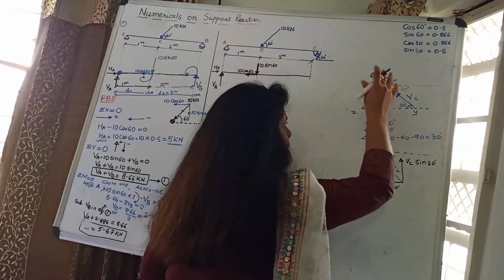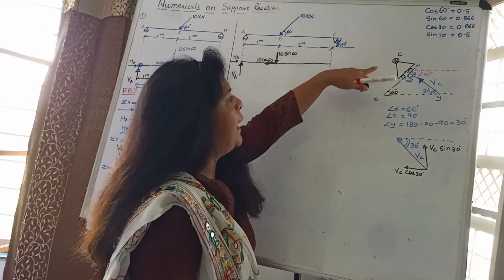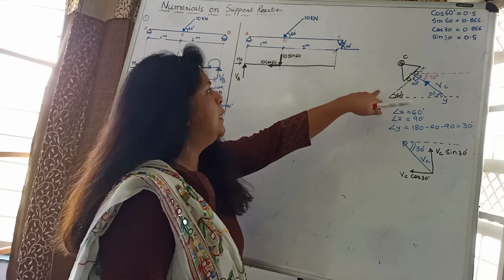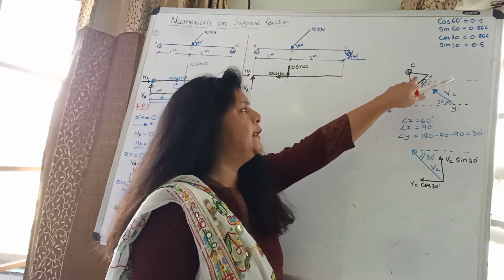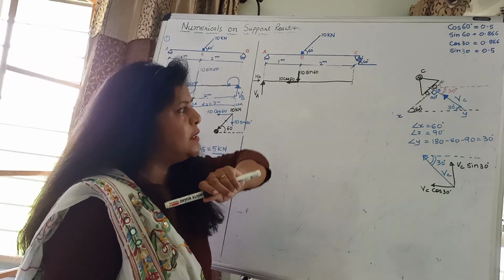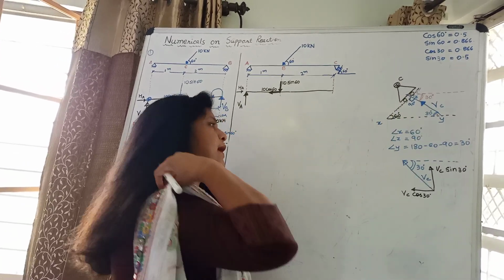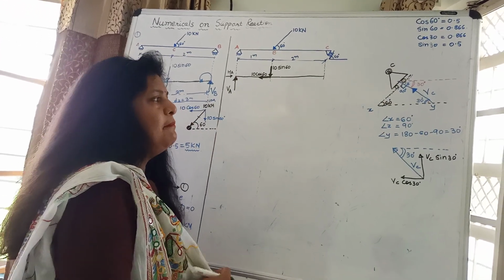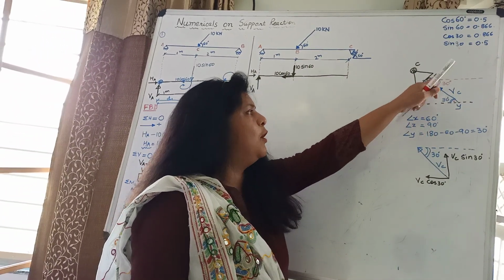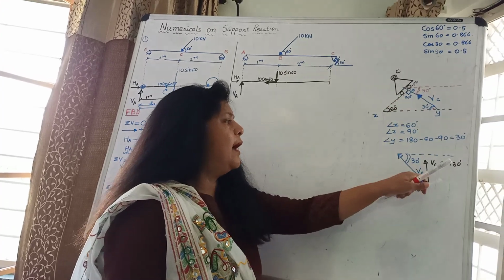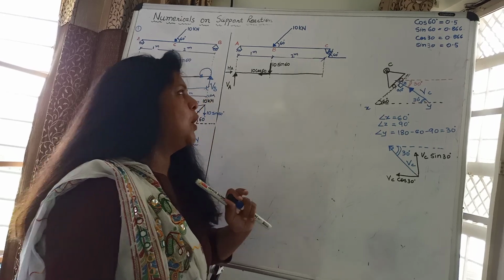I will explain this part again. We have taken a roller support which is inclined at an angle of 60 degrees to the surface. The normal reaction is always acting at an angle of 90 degrees to the surface, so this angle is 90. So I can easily find angle Y: 180 minus 60 minus 90 equals 30. So VC is inclined at an angle of 30 degrees to the surface. We are resolving it into two components, VC sin 30 and VC cos 30.